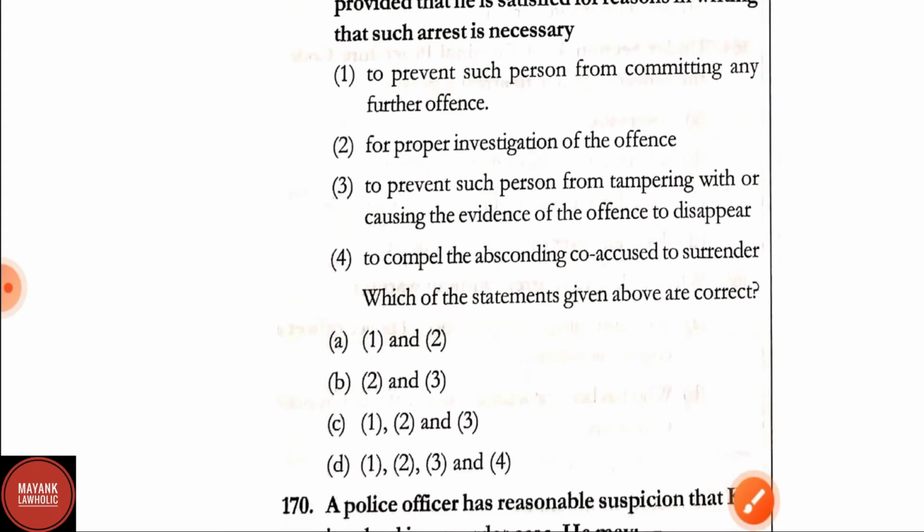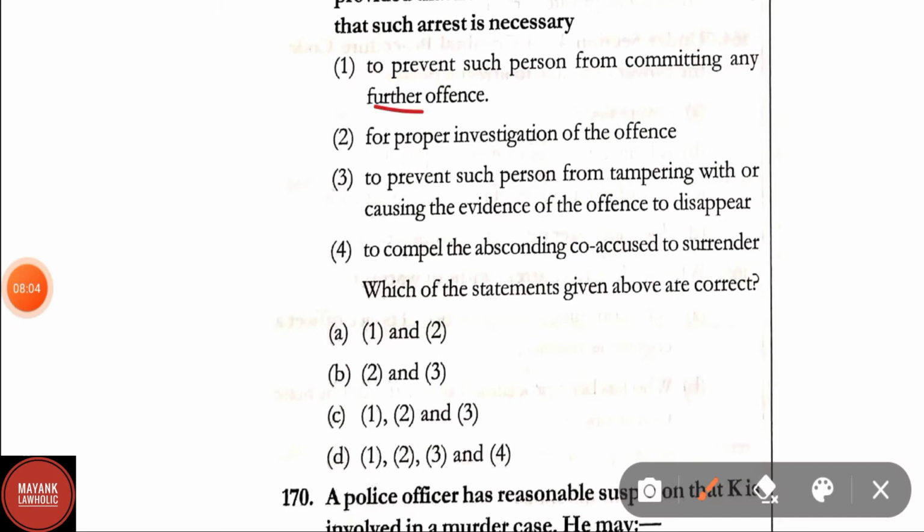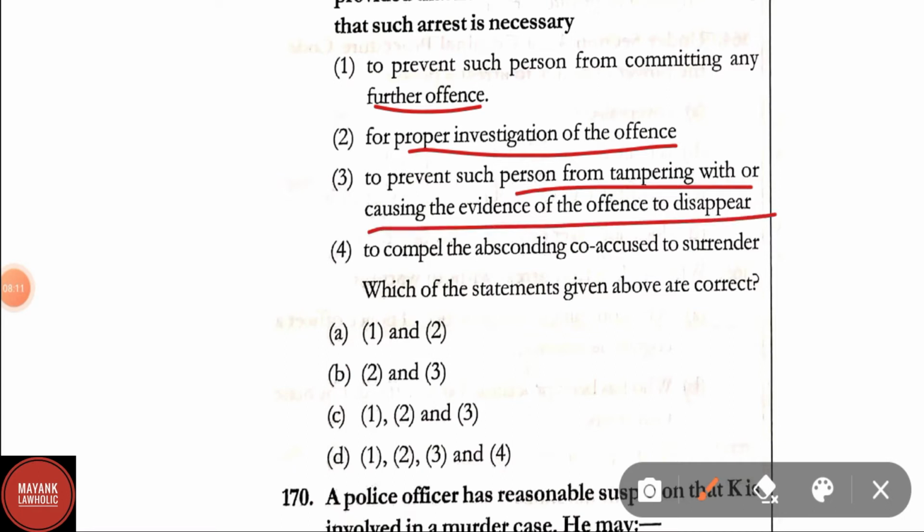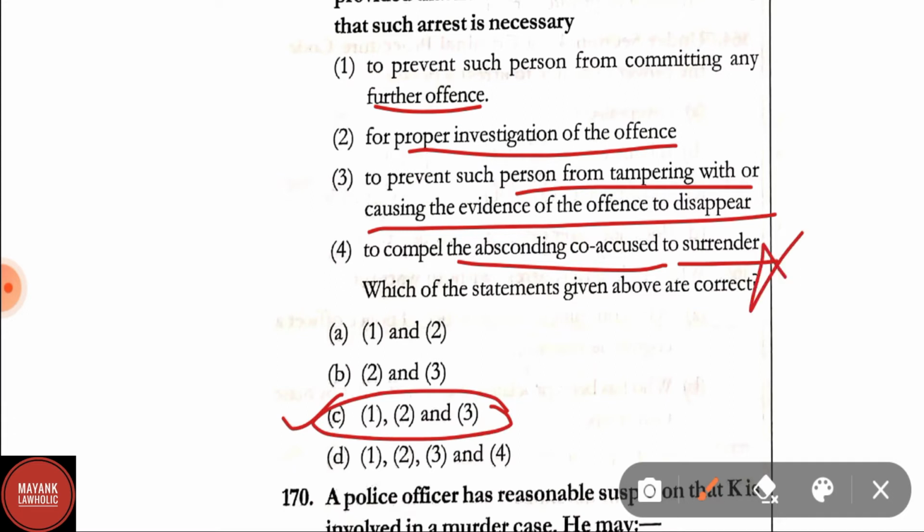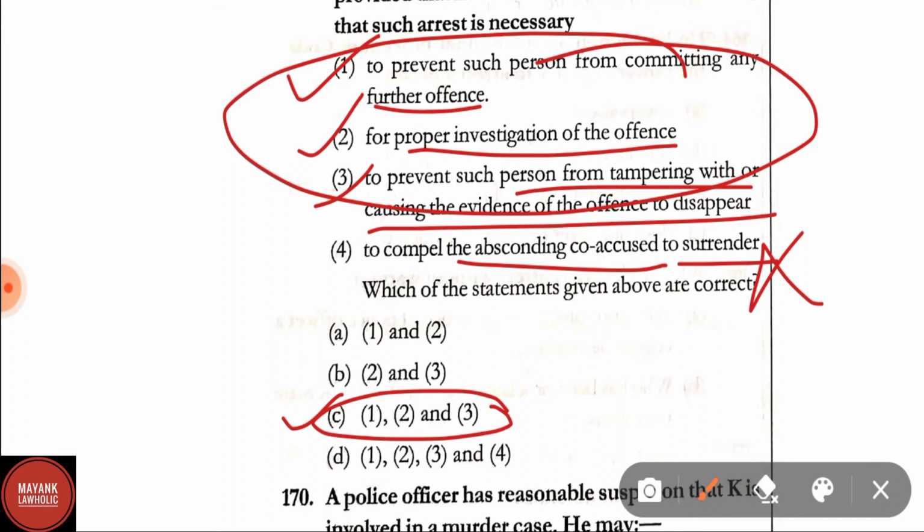Statement 1, to prevent such person from committing any further offence. Statement 2, for proper investigation of the offence. Statement 3, to prevent such person from tampering with or causing the evidence of the offence to disappear. Statement 4, to compel the absconding co-accused to surrender. Which of the above statements are correct? Here the correct answer is option C, that is statements 1, 2 and 3. Statement 4 is not correct, but the 1st, 2nd and 3rd statements are correct. Therefore, option C will be the right answer.